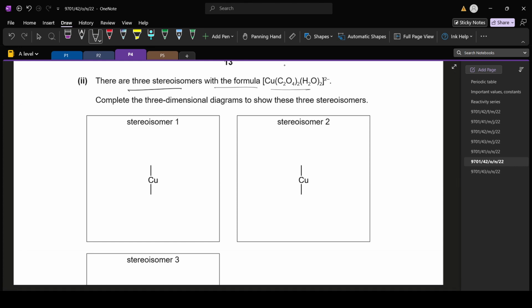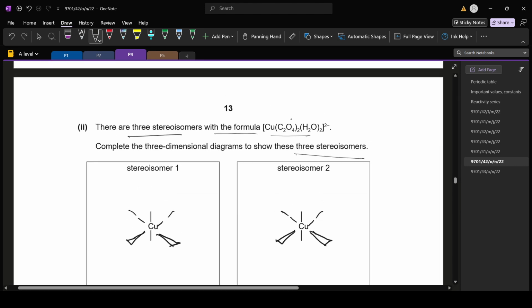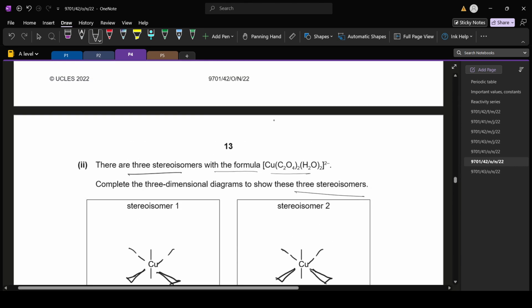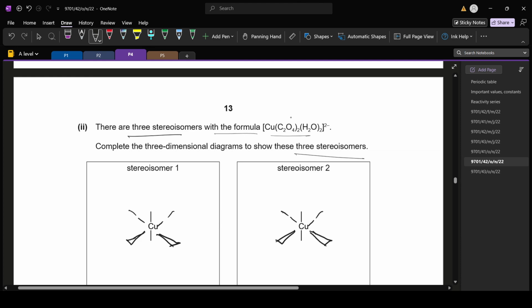Now there are three isomers with the formula of this complex. Complete the three-dimensional diagram to show these three stereoisomers. You have to draw the structures of the isomers. So these will all have octahedral geometry, because the coordination number is actually 6. So like this. And this is the ethanedioate ion, which is actually a bidentate ligand.